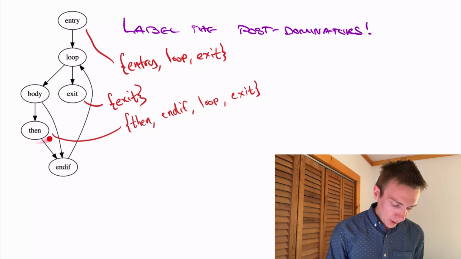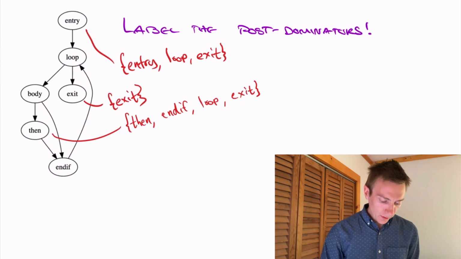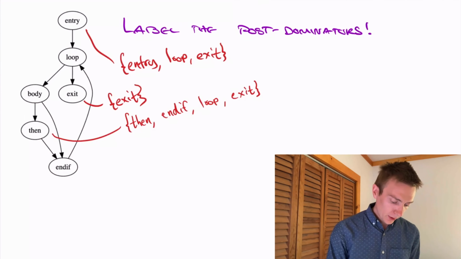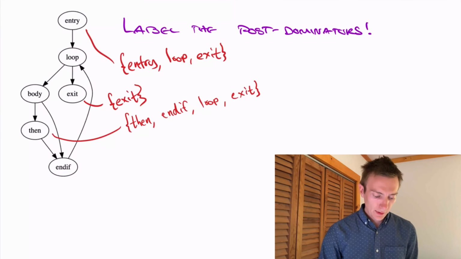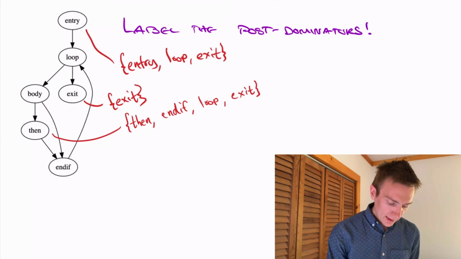Then there's the then block, which I labeled because there's this path that goes from then through endif, through the loop block, and then finally to the exit. That is the only path you possibly can follow out of this function from then. Therefore, all the blocks along that path, then, endif, loop, and exit, form the post-domination set for that block. And then finally, the entry block, where the things that post-dominate it are entry itself, the loop block, and the exit block.